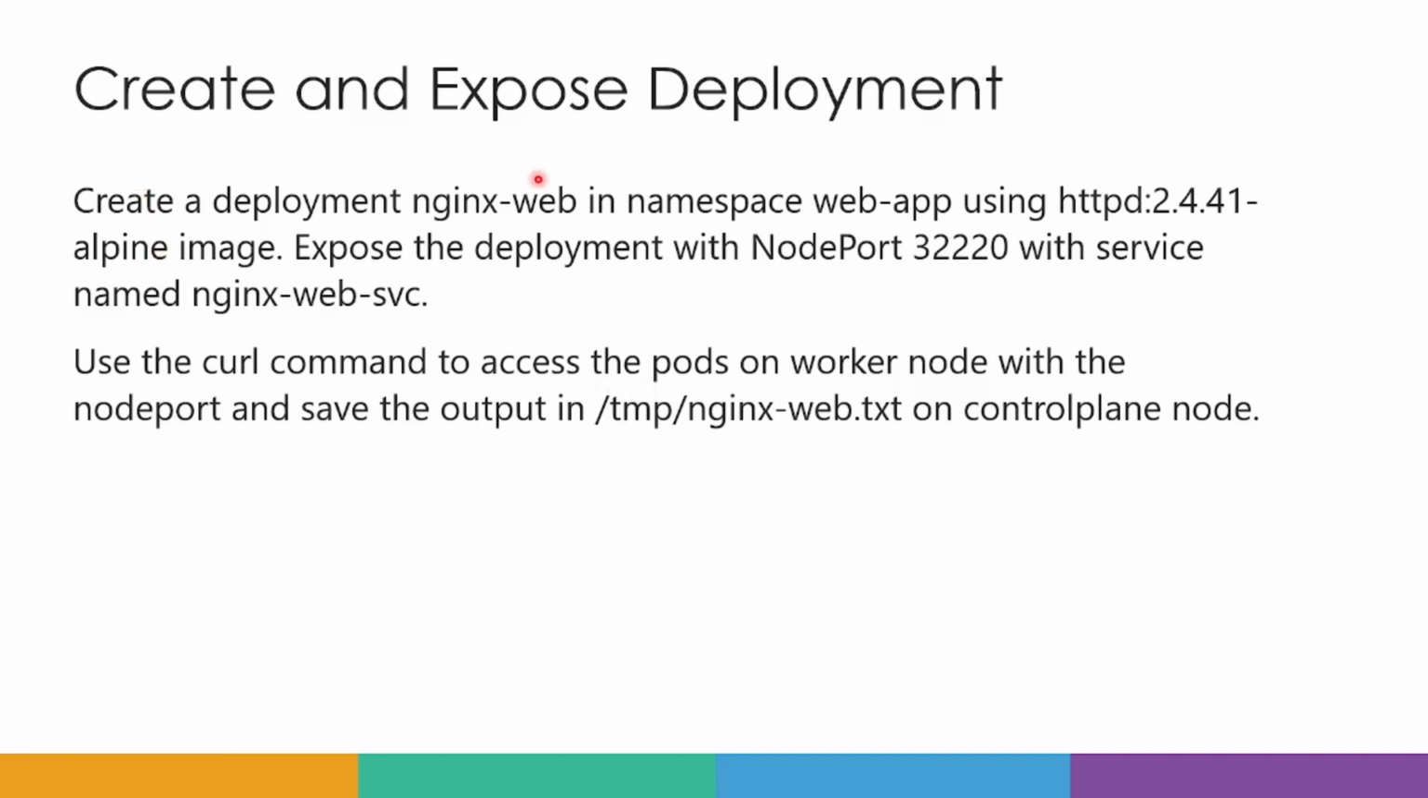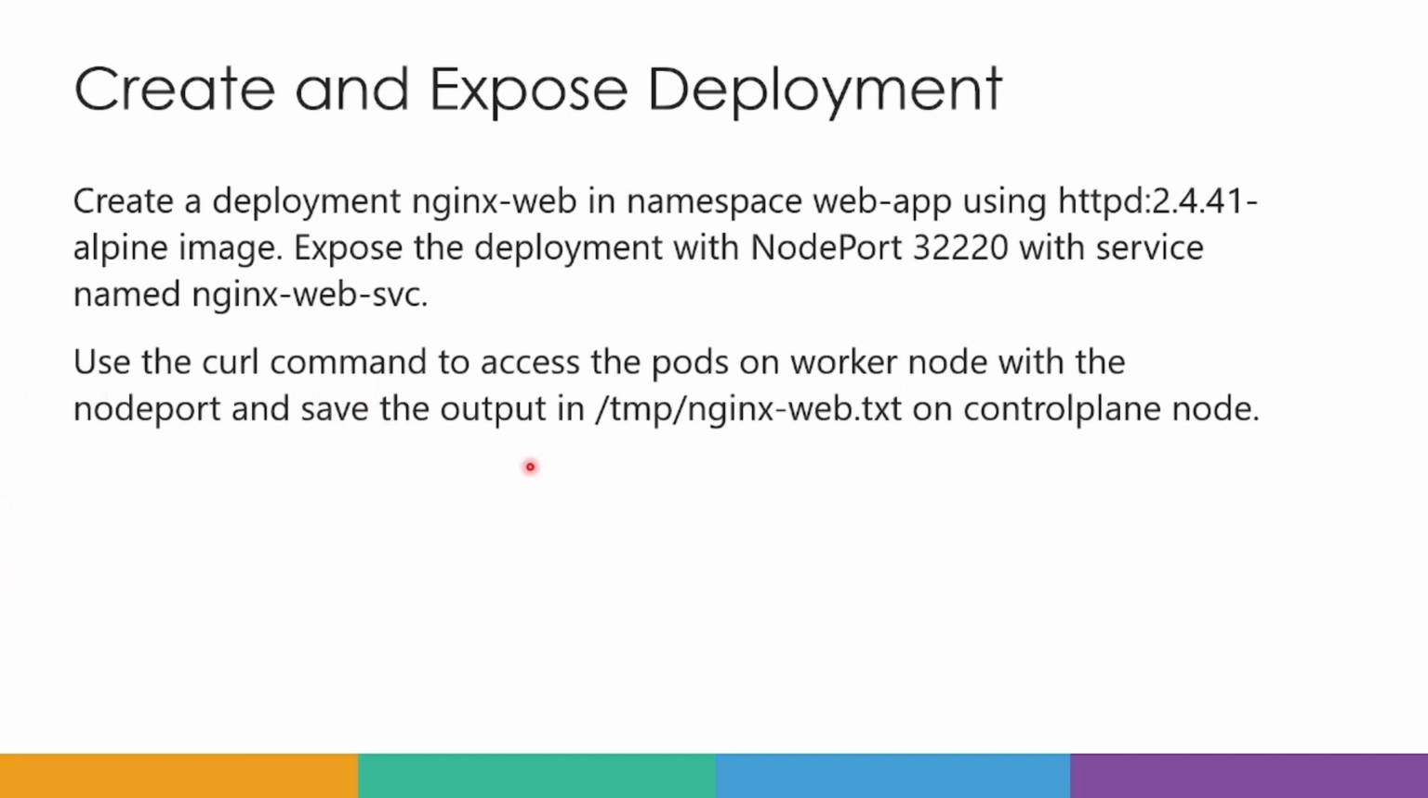To break up this question, first we need to create the deployment, then we need to expose that deployment with the service, and we have to mention the NodePort with this port number 32220. Once we have done that, then we need to access the pod that has been deployed under this deployment from the control plane by using the curl command.